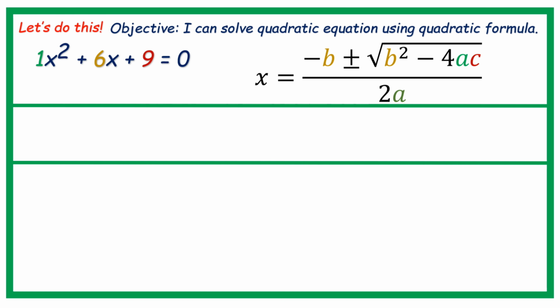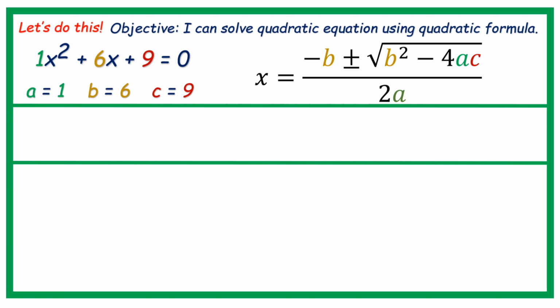We have x equals negative b plus or minus the square root of b squared minus 4ac, divided by 2a. So what are we going to do? First, we must know what a, b, and c are. In this example, our a is 1, our b is 6, and our c is 9. Just like that. Super easy, right?